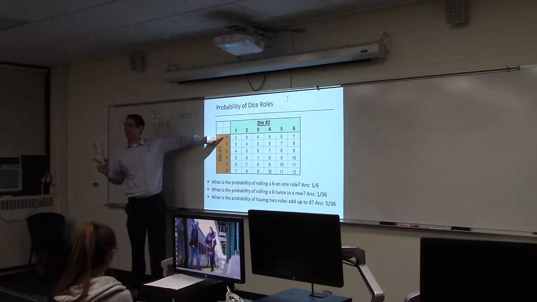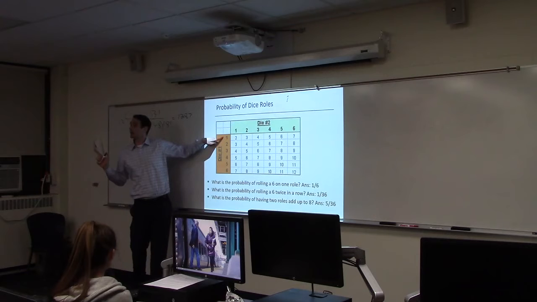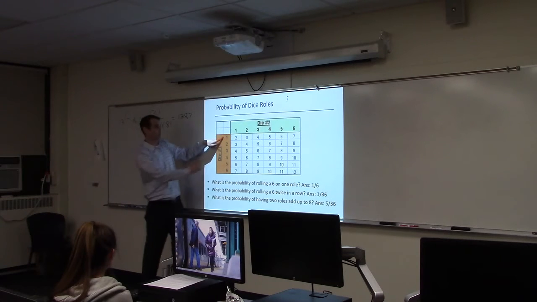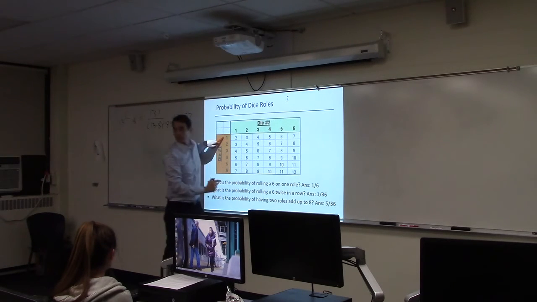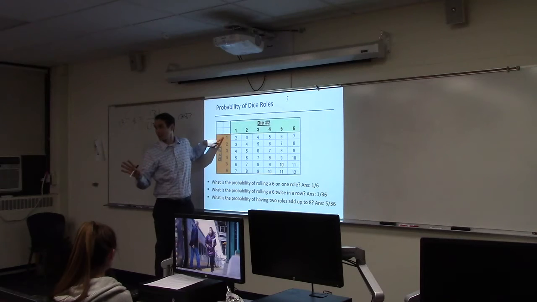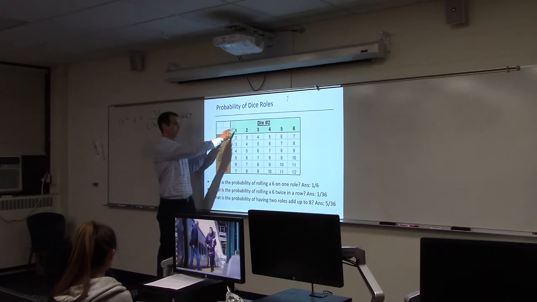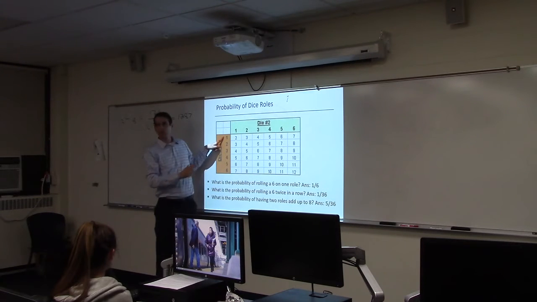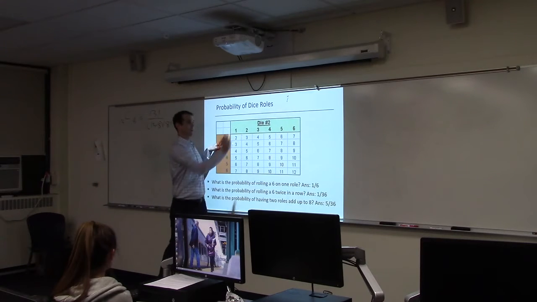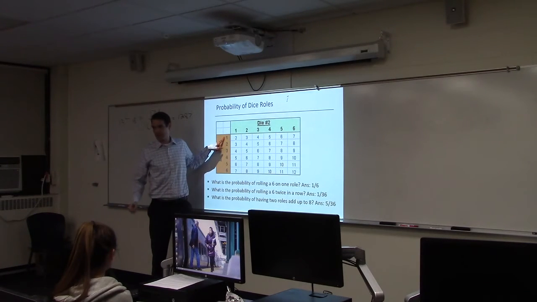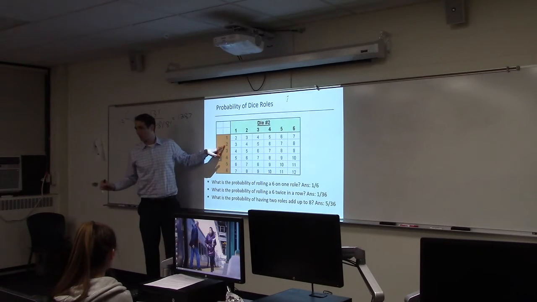On the first die, I could roll a 1. And then when I roll the second die, I could roll a 1, 2, 3, 4, 5, or 6. So that's 6 things that could happen right there. A 1 on the first die, a 1 on the second die. A 1 on the first die, a 2 on the second die. A 1 on the first die, a 3 on the second die. That's 6 things that could happen. Then I could roll a 2 on the first die, and there are 6 other things that could happen that I need to add to that.